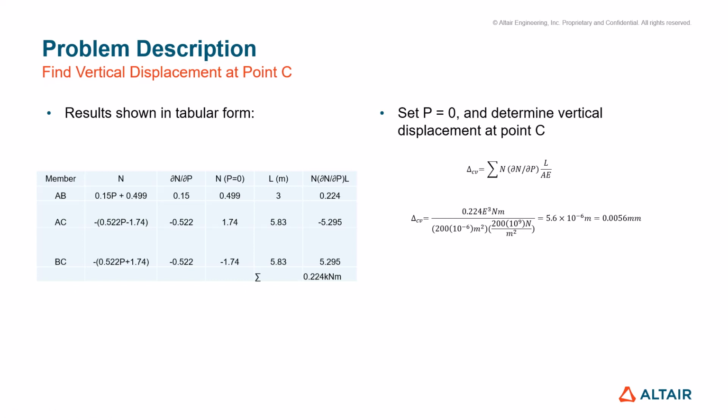And we can find here, with all the information that we have, that the displacement at point C in the vertical direction should equal 0.0056 millimeters. So we're going to go into S-FRAME, rebuild this model from scratch, and solve it and determine how close we're getting to our expected values.